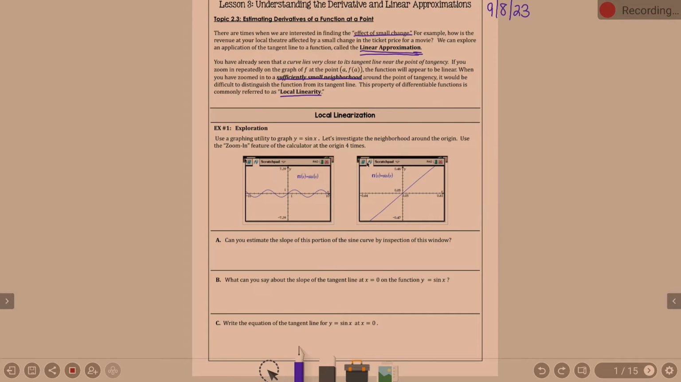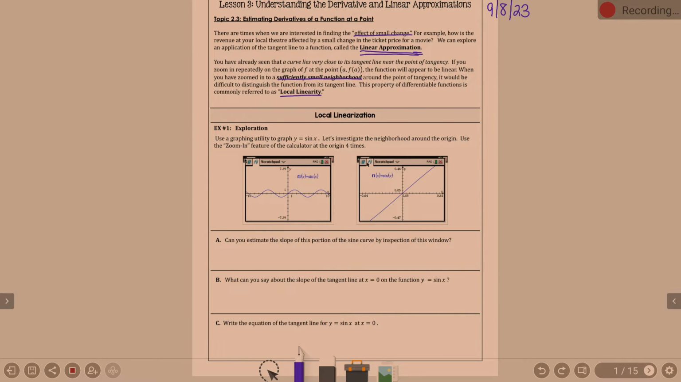Okay, so the idea that the more I zoom in, I can make anything look like a straight line. If I zoom in enough on that calculator, it's just like you're just looking at a blip of a graph. It's going to look like a straight line if we zoom in close enough. And so if that's at that tangent point, you're not going to be able to tell the difference between the curve and the tangent line is what we're talking about there.